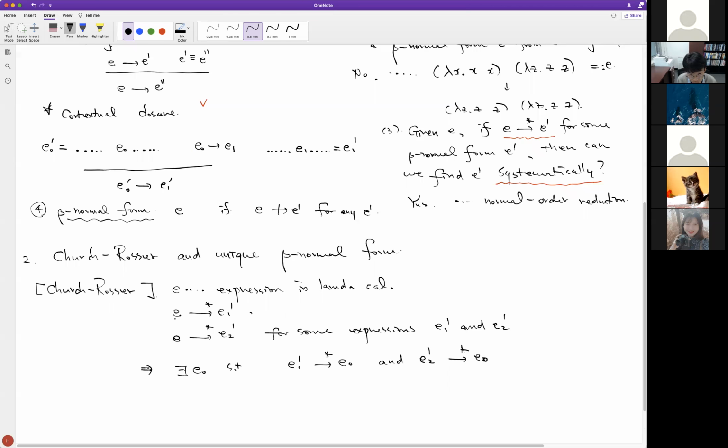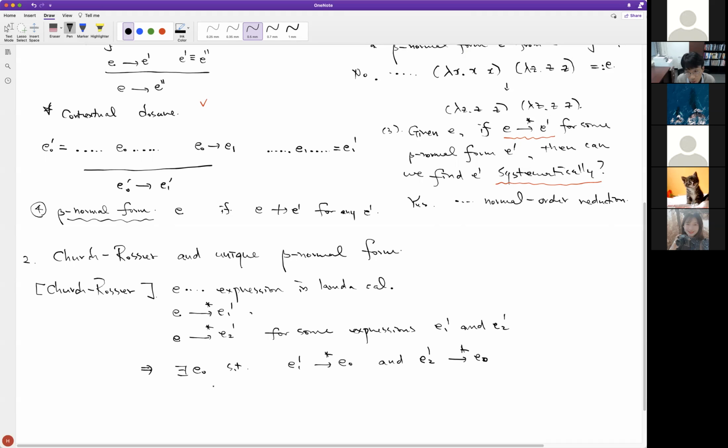So what does that mean intuitively? It means that from expression E, we apply this contraction rule multiple times, possibly zero, once, twice, or multiple times, in a certain way. And maybe we apply the contraction in a different way, by using the contextual closure rules for the different sub-expressions that we encounter in each computation step. Then we may end up with two different outcomes, E1 prime and E2 prime.